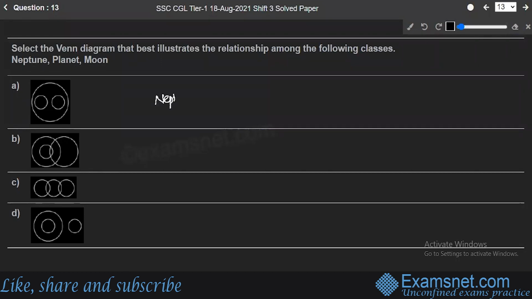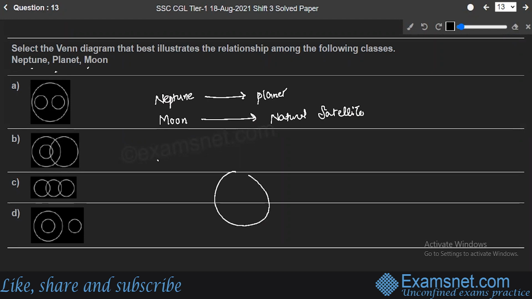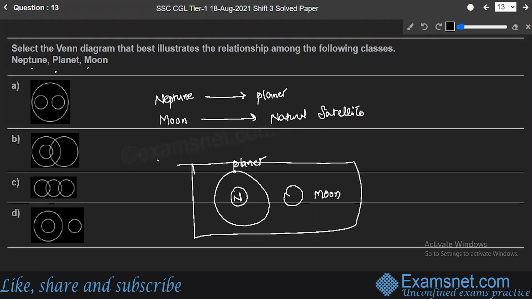See, Neptune, it's a planet. Moon, it's a natural satellite. So they don't have any connection. If I'm seeing Neptune, planet, and moon, see over here, this is the planet. This is Neptune. And here is moon. Moon is entirely different thing. It's not a planet, right? So this will be the exact matching. Option D is the correct Venn diagram to represent the situation. Hope you are clear with this.